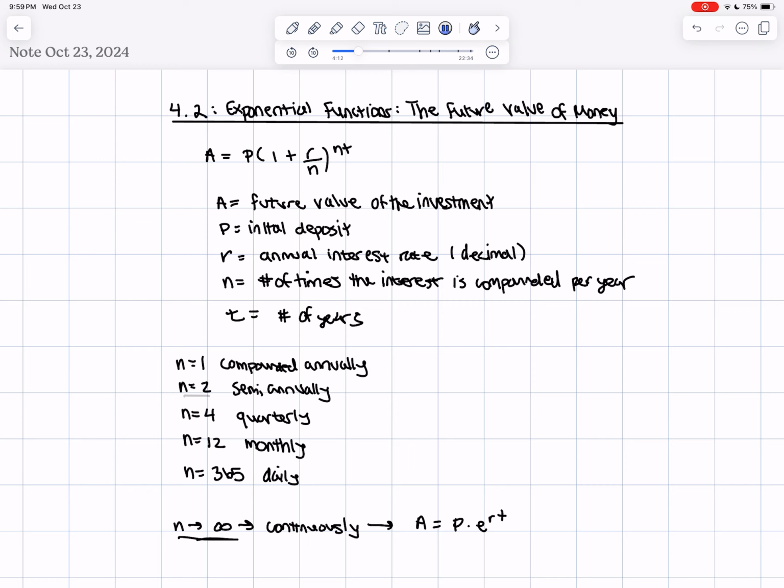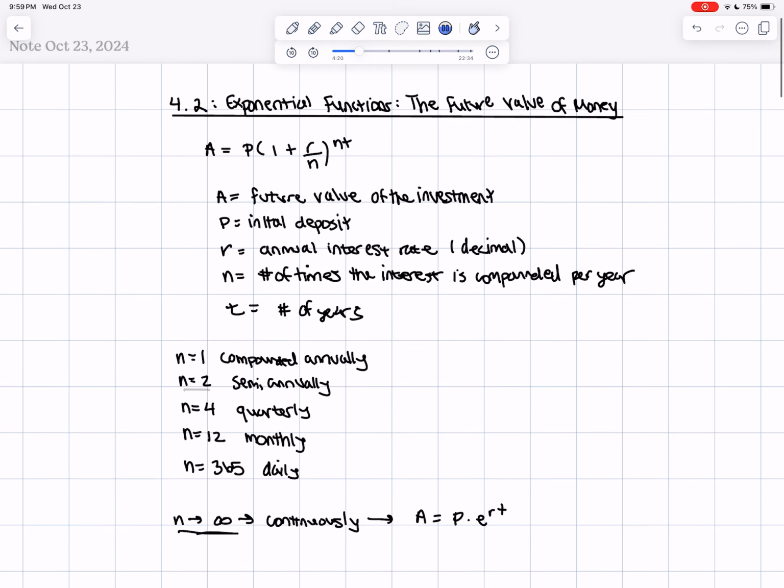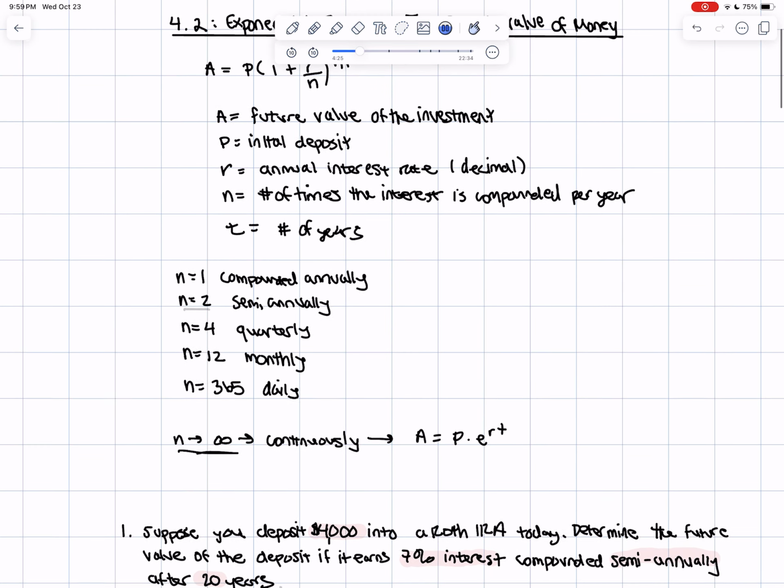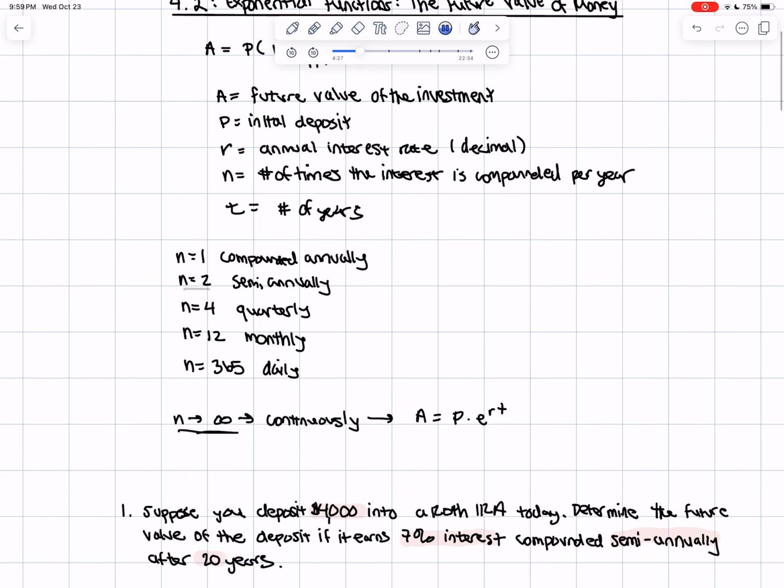So, the first problem, let me write it down, then I'll come back. Okay, I'm back. So here's our first problem. What we need to do is read out the problem and then label what we have, and then we'll be able to solve. They say, suppose you deposit $4,000 into a Roth IRA today. Determine the future value of the deposit if it earns 7% interest compounded semi-annually after 20 years.